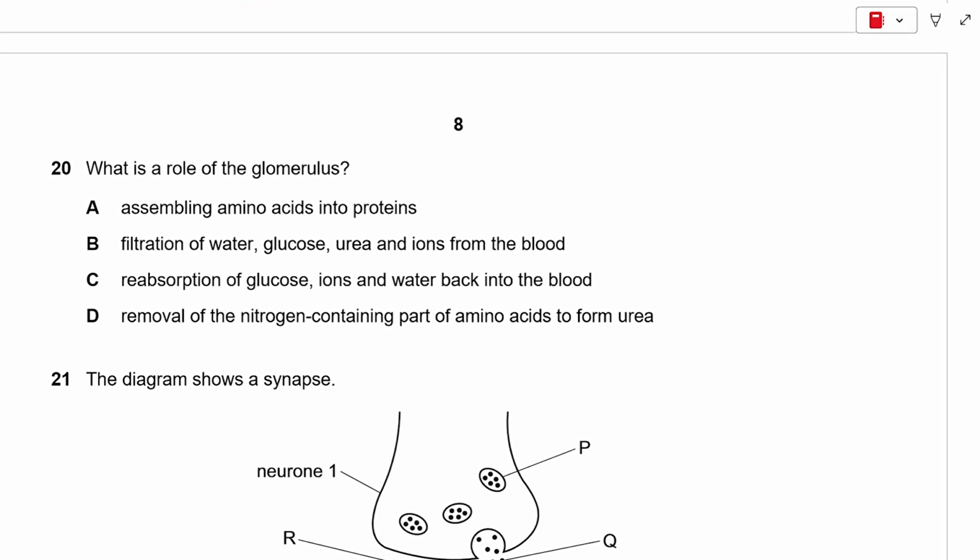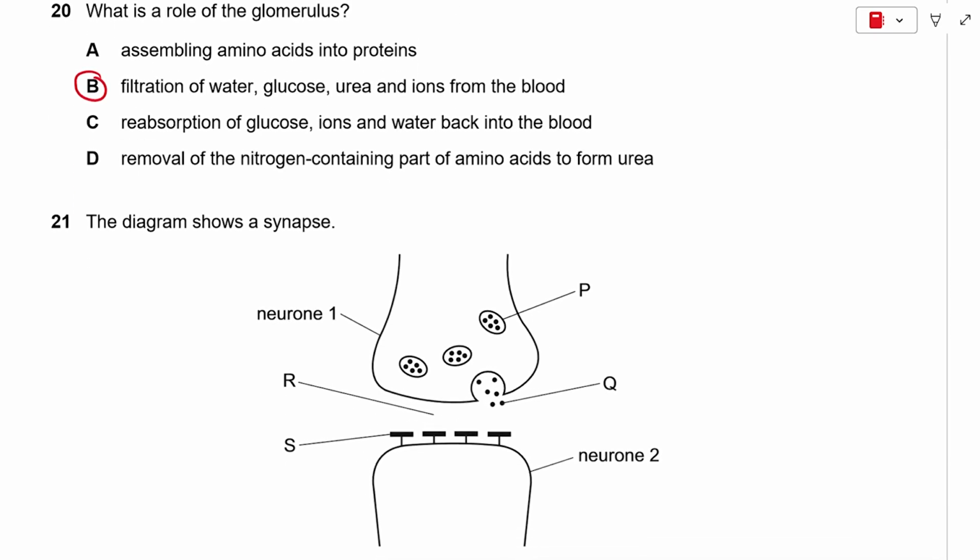Number 20 says, what is the role of the glomerulus? So the glomerulus is a network of blood capillaries inside the Bowman's capsule of the nephron. Its work is to filter the blood so that big particles do not pass through it, and smaller particles like water, salts, and urea can pass through it. So the role is filtration of water, glucose, urea, and ions from the blood. That is the role of the glomerulus.